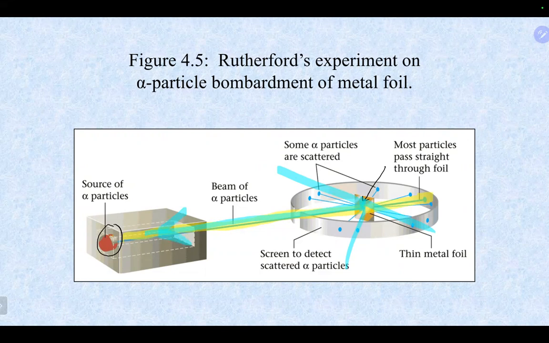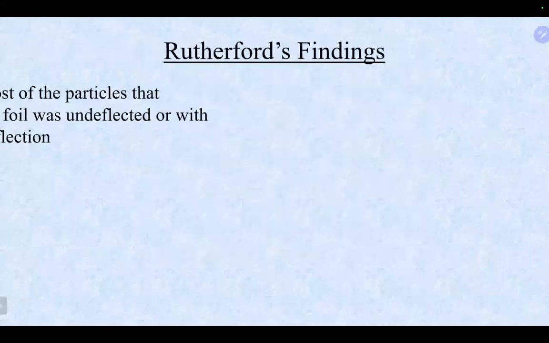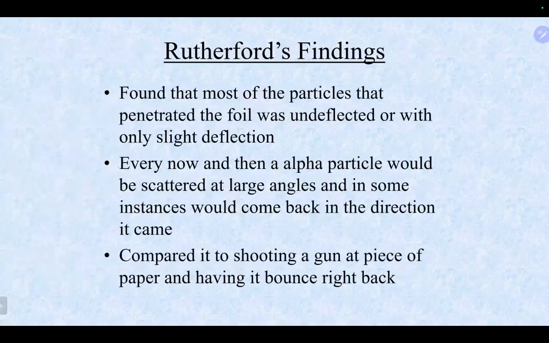Again, they felt that in most cases they would see all the particles, which are positively charged, pass through with some deflection. So they found, as I mentioned, that most of them went through undeflected. But every so often they did see these alpha particles scattered at really, really large angles. Now, they compared it to shooting a gun at a piece of paper and having the bullet come back to you. So it was surprising to see those heavy alpha particles, which are moving really fast, being reflected at really, really large angles.